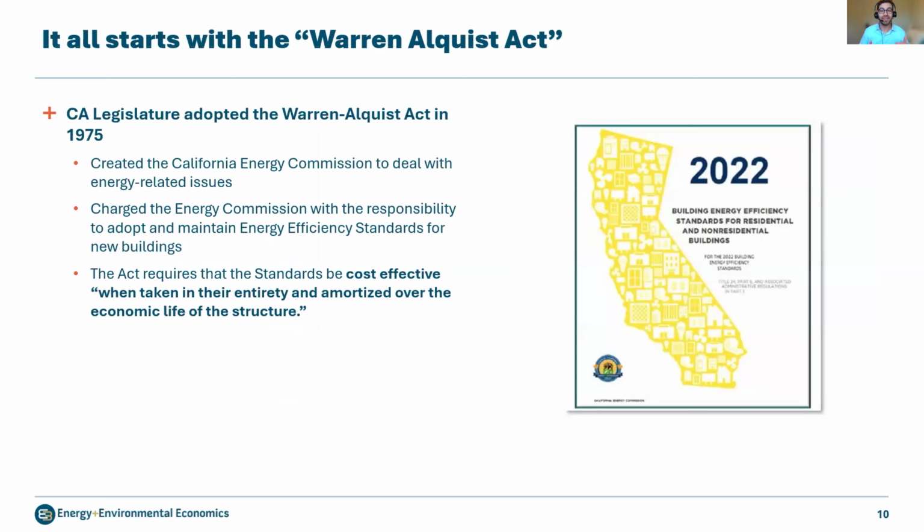So sort of taking a step back, this all started in California with something called the Warren-Alquist Act. In addition to the actual creation of the California Energy Commission and energy efficiency standards, this act set a specific requirement that the standards be cost-effective when taken in their entirety and amortized over the economic life of the structure. So what that means is that when something is to be added or incorporated into California's energy code, it must be cost-effective. And that is sort of where all these metrics in California started.